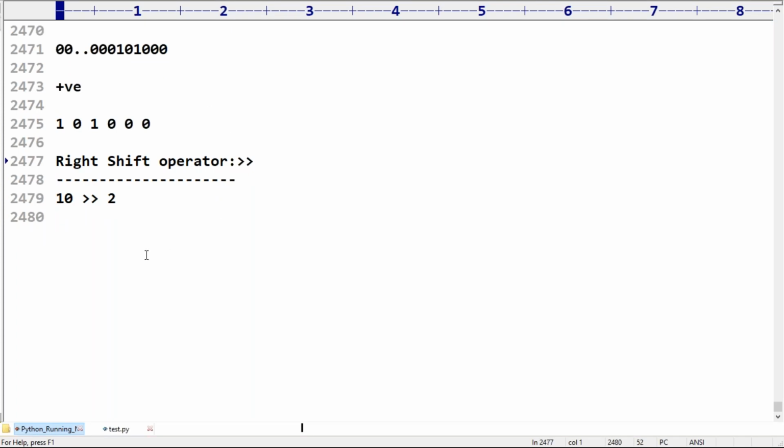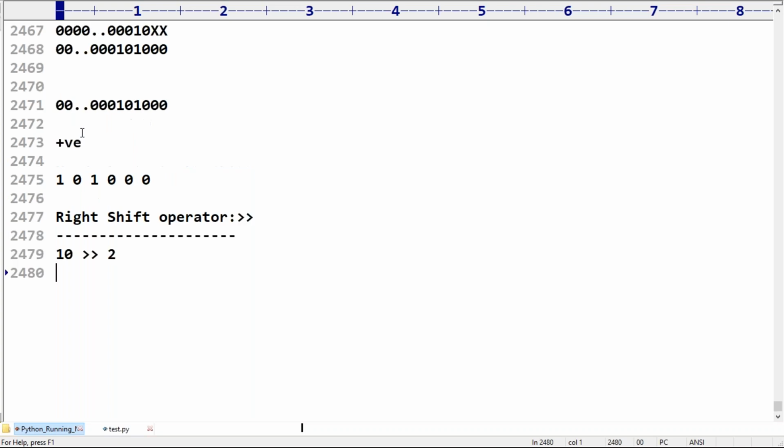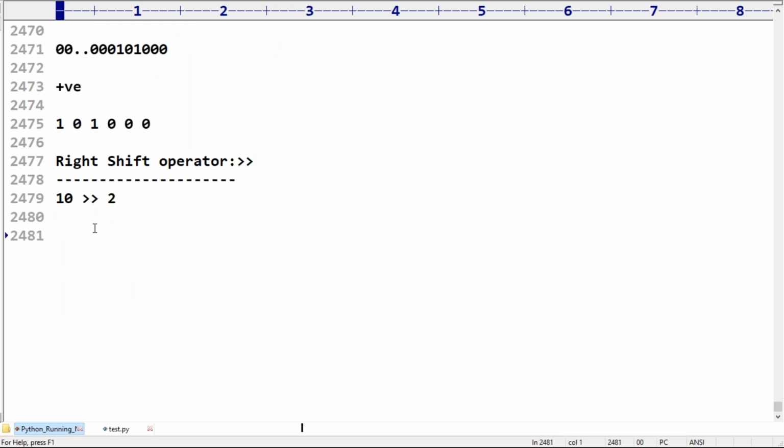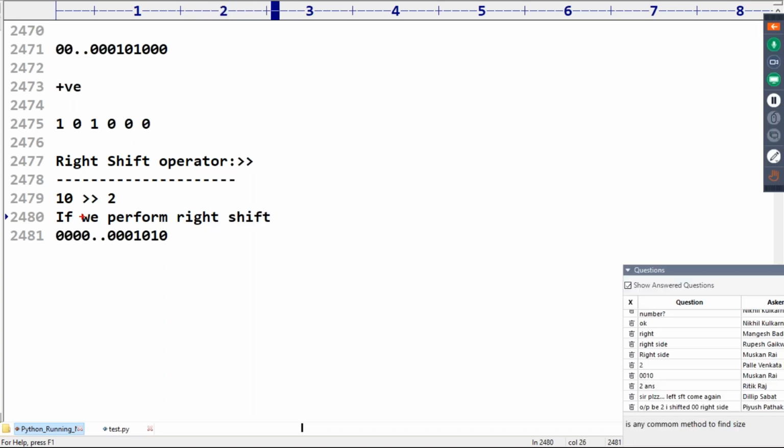So here, just observe, if I take 10, how do we represent 10 in the memory? You know this one already. This is the 10 representation in the memory. If we perform a right shift, what will happen? This one will be here, this one will be here, and so on. Automatically these bits by default will be gone.